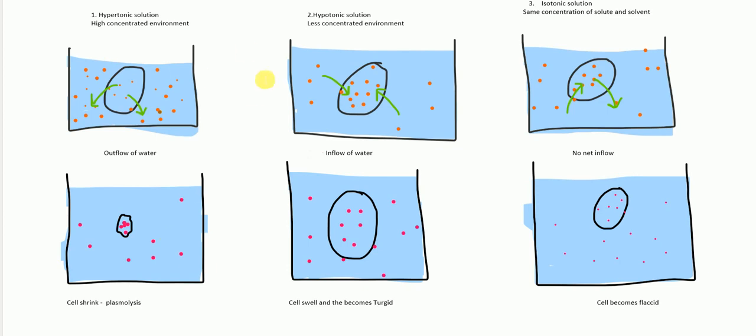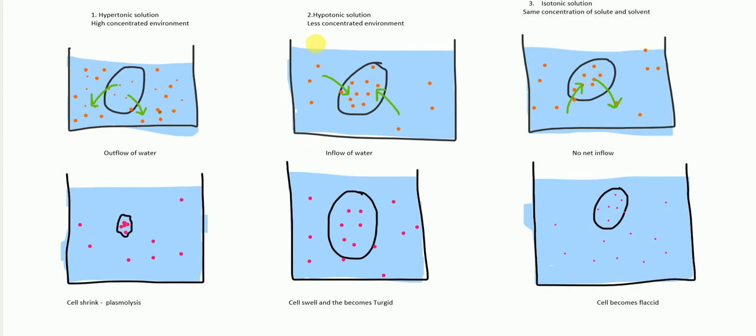Let's go through this all over again. In a hypertonic solution, the cell is kept in a highly concentrated environment. So water moves from inside to outside the cell. There is an outflow of water due to which the cell shrinks.